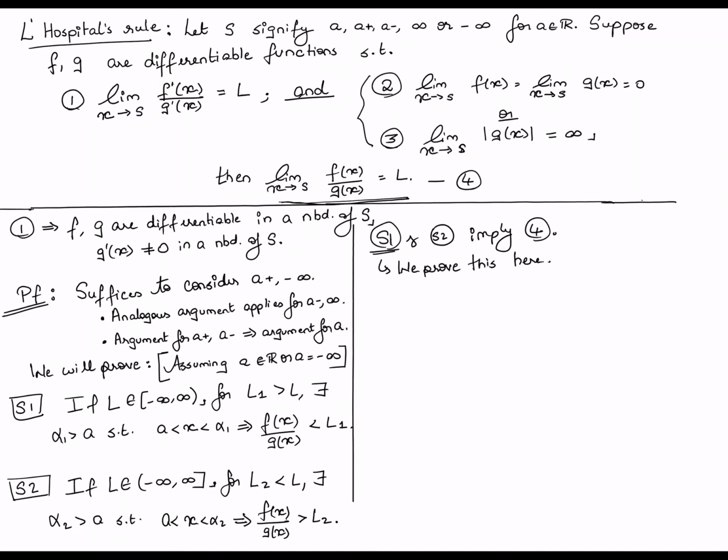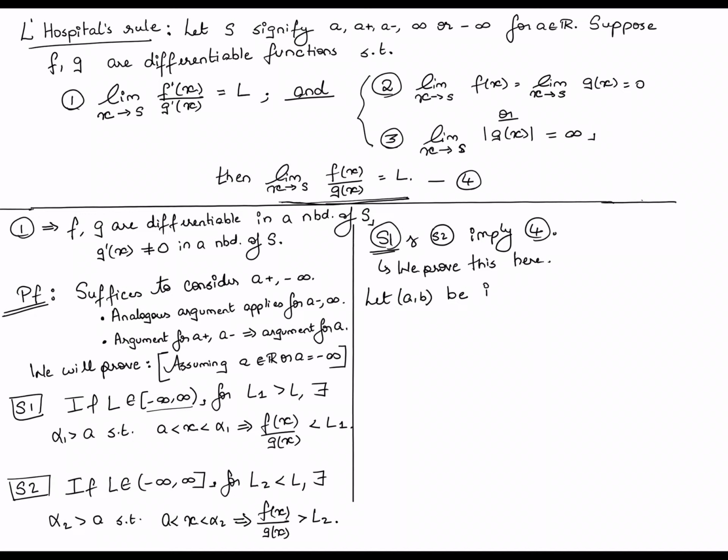That is, assuming a is either in R or minus infinity, and assuming that L is between minus infinity to infinity, minus infinity included. For any L1 greater than L, there exists some alpha 1 such that being between a and alpha 1 implies that f of x by g of x is less than L1. Alright, so this is what we want to prove. So now let us first look at some immediate implications of the hypothesis of the theorem itself. Now the first thing to say is that let the interval (a, b) be the region over which the derivatives are well defined.